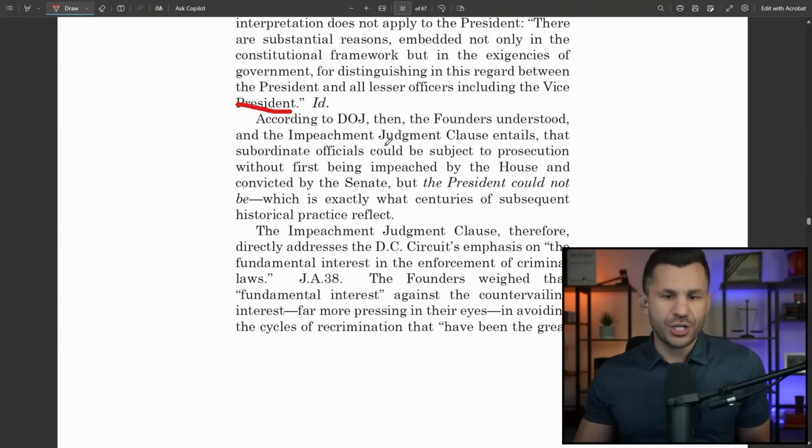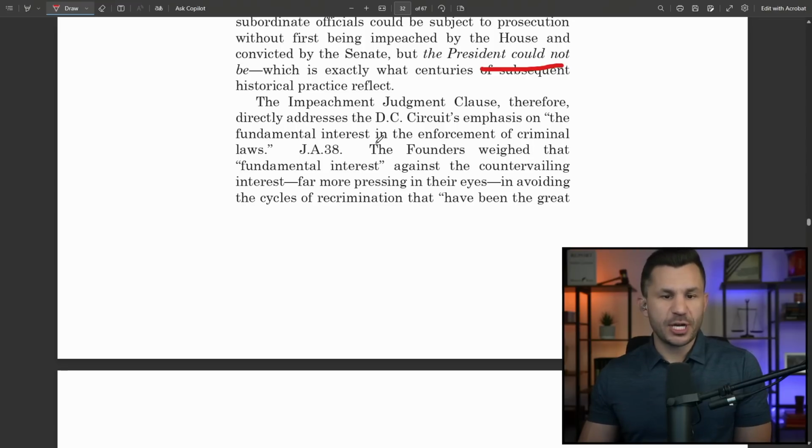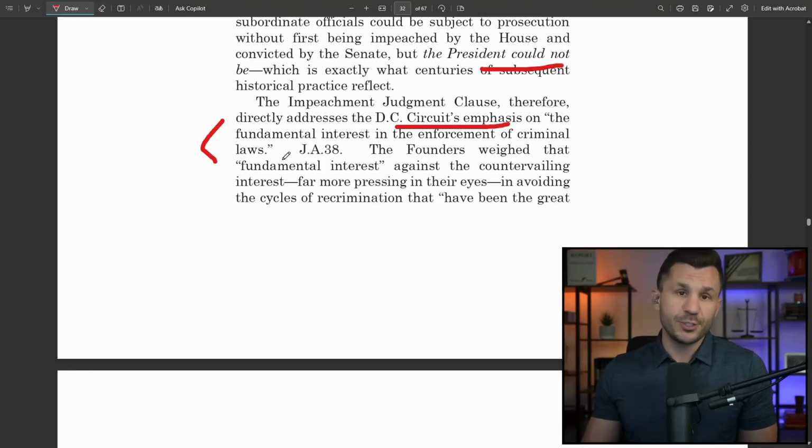According to the DOJ, founders understood, and the impeachment judgment clause entails, that subordinate officials could be subject to prosecution without first being impeached in the House, but the president could not. Therefore, the impeachment judgment clause directly addresses the DC court's emphasis on the fundamental interest in the enforcement of criminal laws, right? That's what they always say. Fundamental interest in the enforcement of criminal laws. Well, just impeach him. You tried, you missed, you failed. So you don't get two bites at the apple.